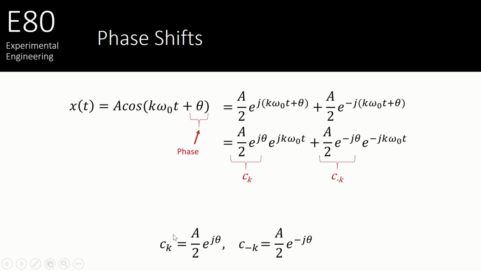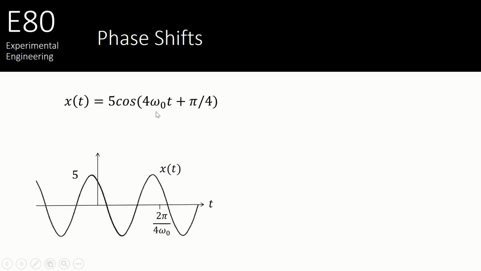Or in this way, we've actually generalized a representation to include a complex scaling coefficient. So let's ground this with an example. In this case, we've got a cosine of amplitude 5, frequency 4 omega naught, and phase of pi over 4. You can see in our plot that we still have amplitude 5, but the whole curve has been shifted by pi over 4 radians. It still has the same period of 2 pi over 4 omega naught because of the frequency of 4 omega naught.